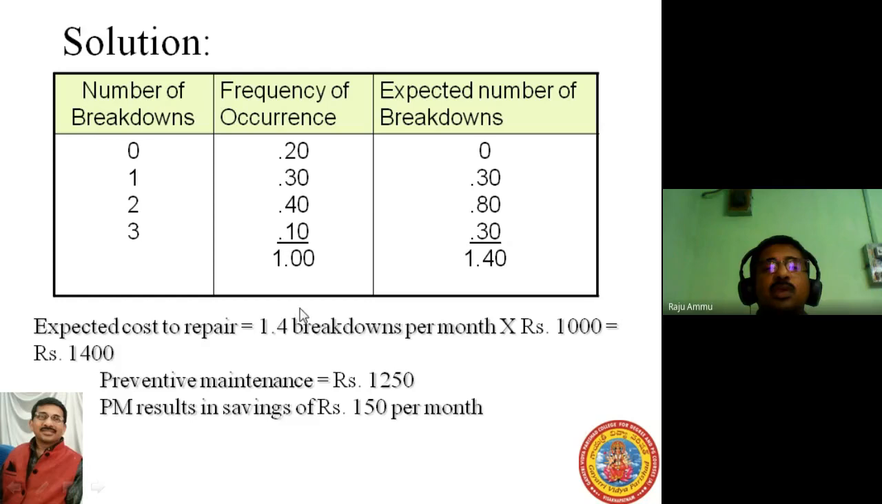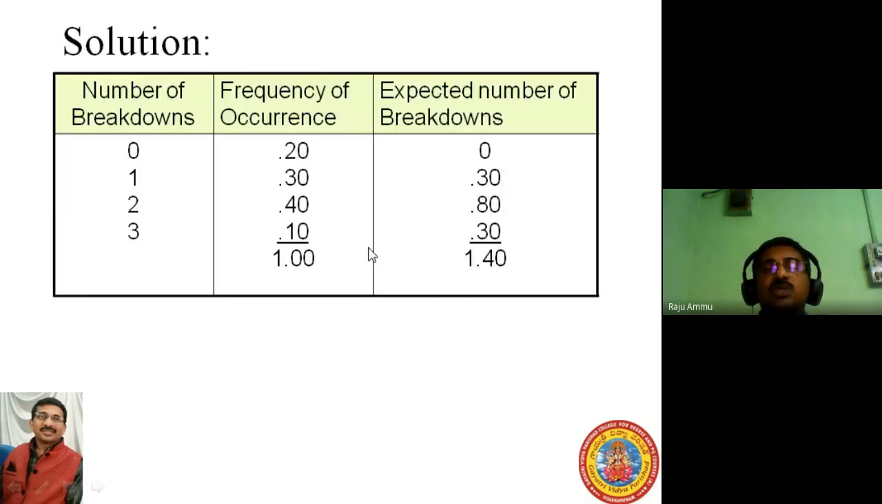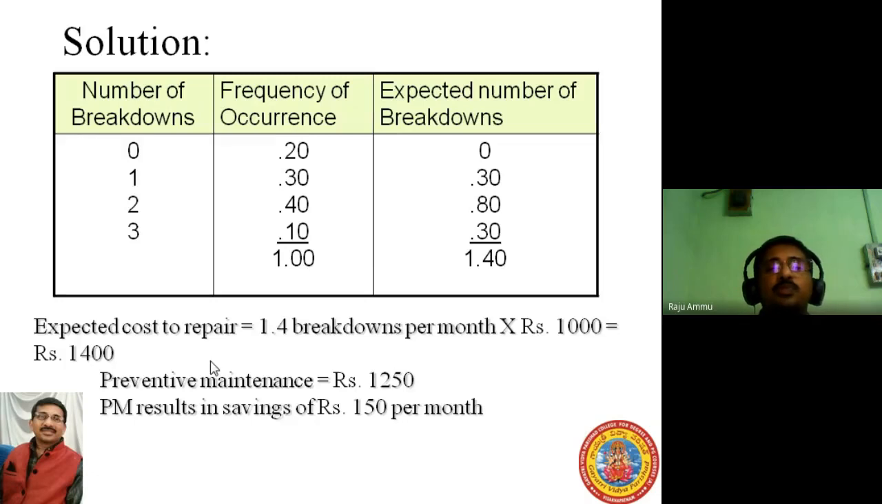Friends, here he has given you only for a month, it is not for a year. Why? Because he is talking about the preventive maintenance per month, and this is also given per month only. Now what is your expected number of breakdowns in a month? It is 1.40.